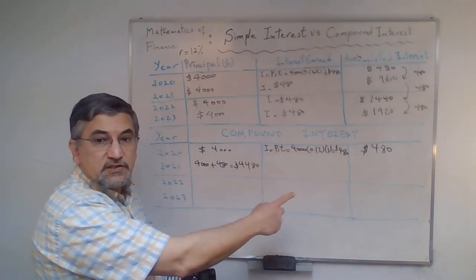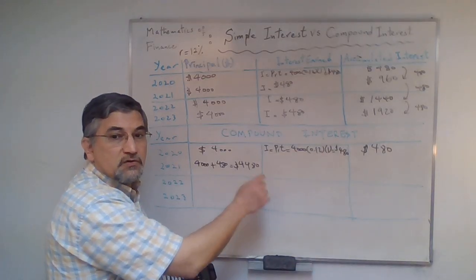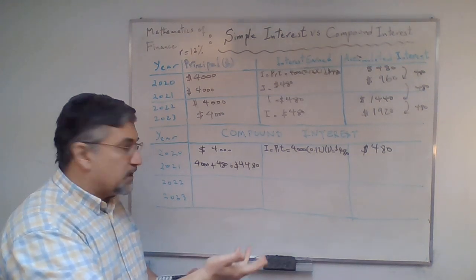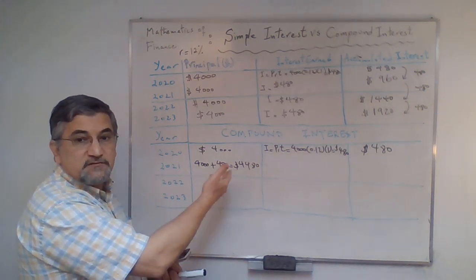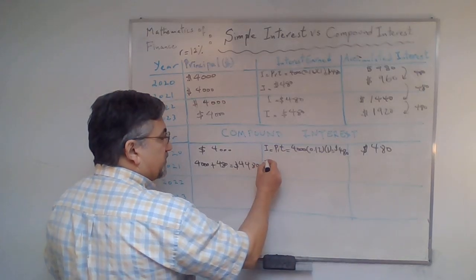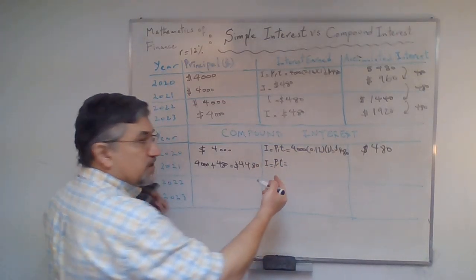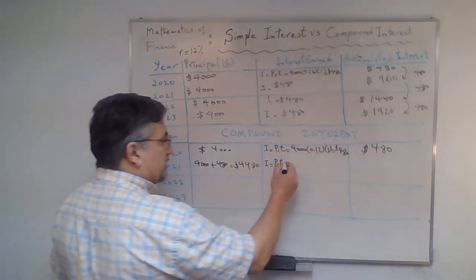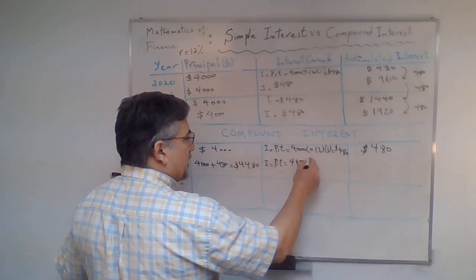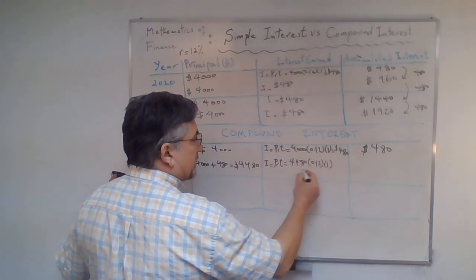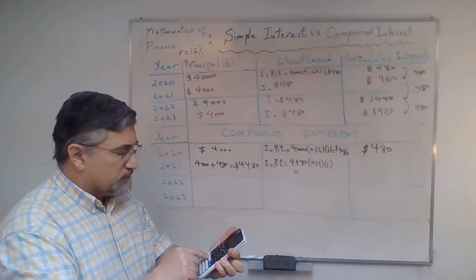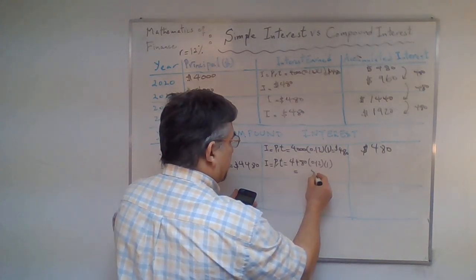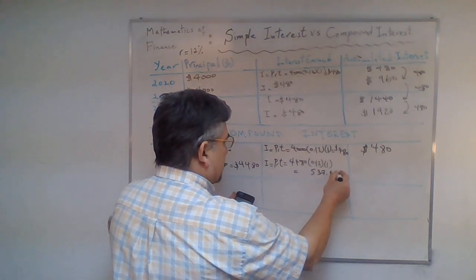So for the second year calculation, I'm not going to use the principal of $4,000, because that is actually not the principal; the new principal is $4,480. So when I'm writing the formula I equals PRT, this P is the new principal, not the old one. So I go $4,480 times the rate of interest times the second year. So 4,480 times 0.12 for 1 year, it's going to be $537.60.